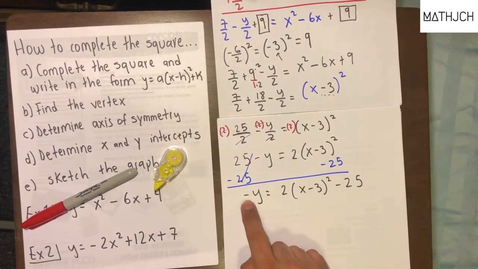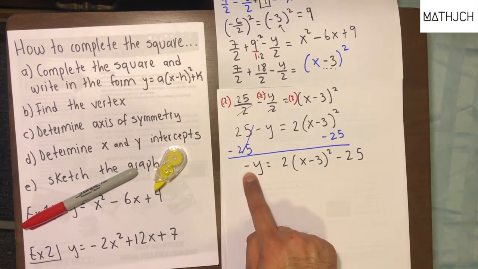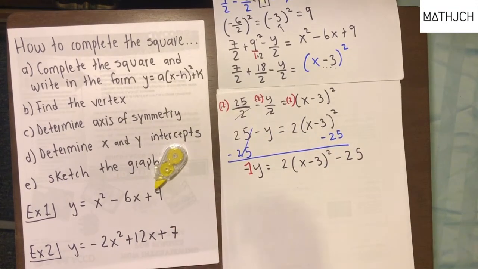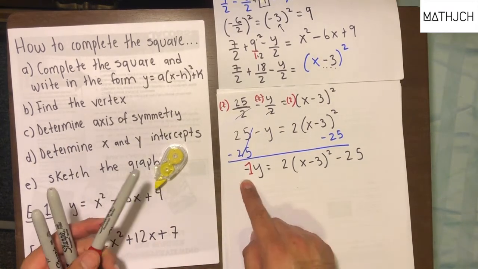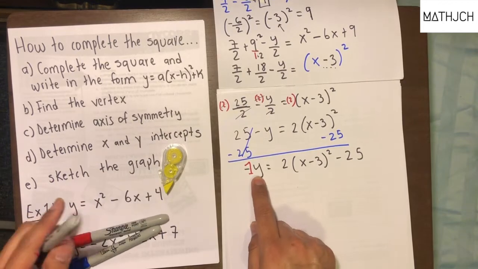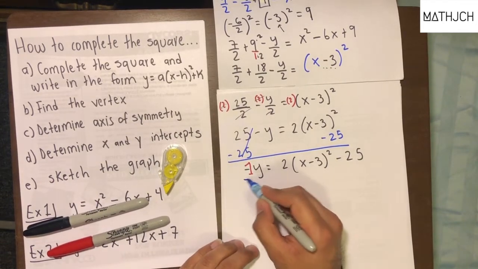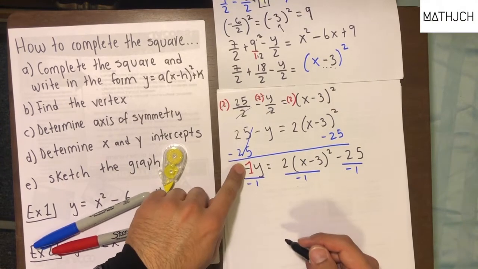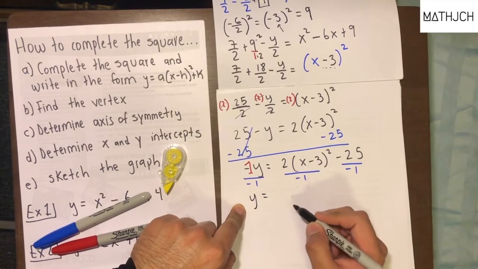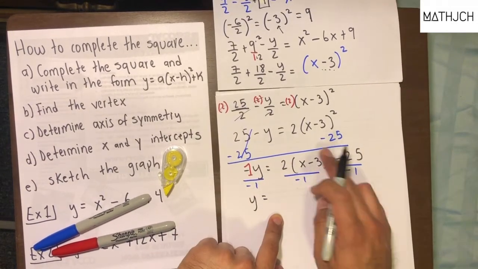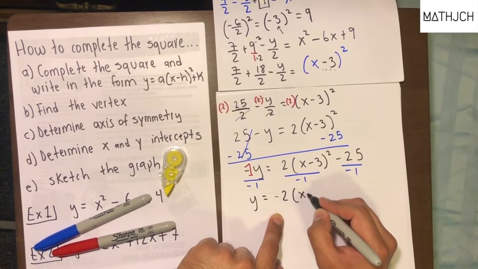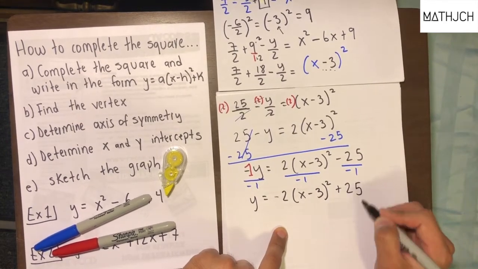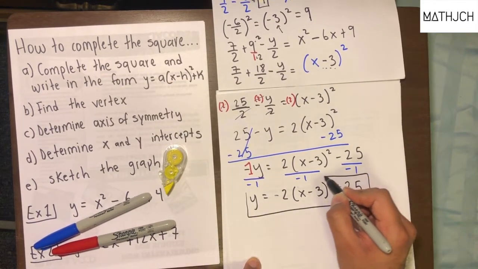Now, the next step: notice that we have a -y, and we have to get rid of this negative. The number in front of y is automatically a 1, so that means we have a -1 in front of the y. To get rid of something that is multiplying, again, we do the opposite, so we need to divide every single term by -1. That leaves us with -1 divided by -1, positive y, equals 2 divided by -1, or the whole thing divided by -1, is -2 (x minus 3) to the power 2. Now notice here, a negative divided by a negative gives us a positive 25. So our completing the square is done.